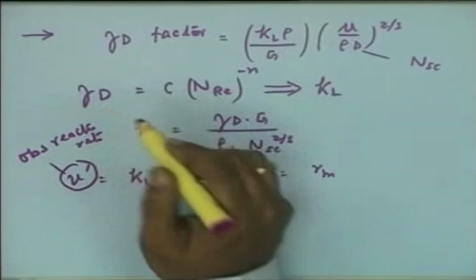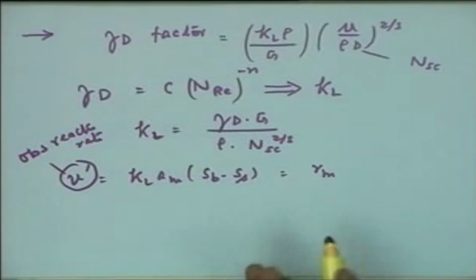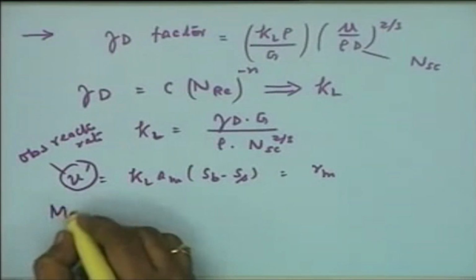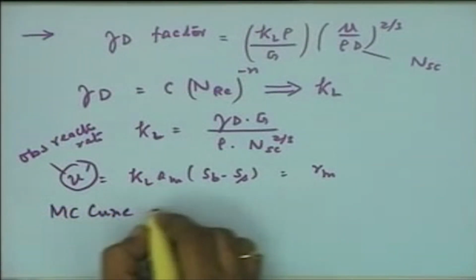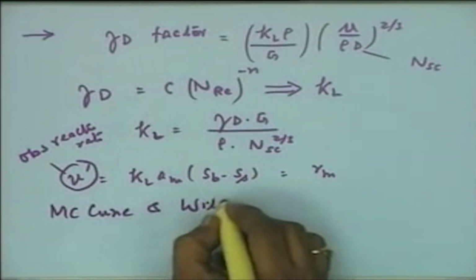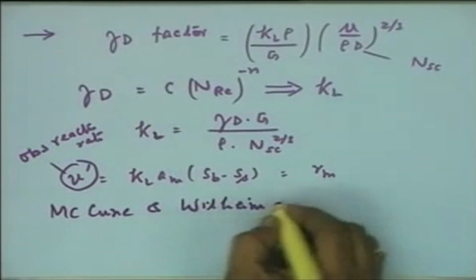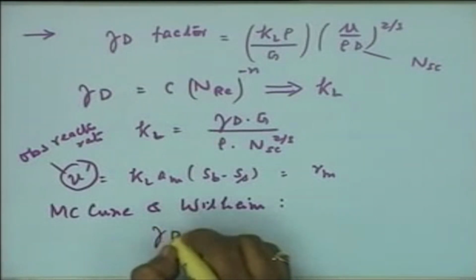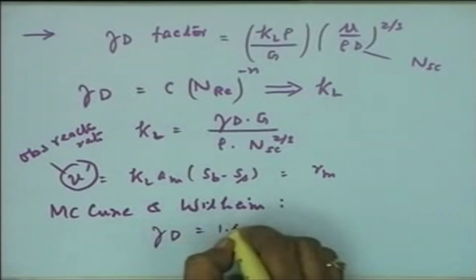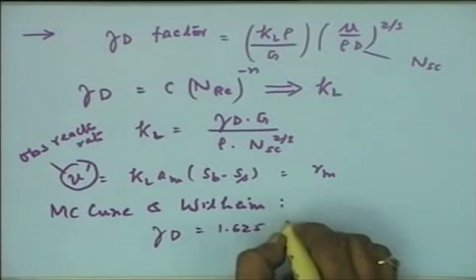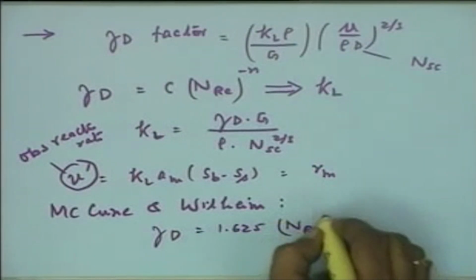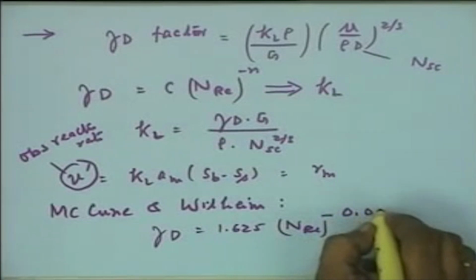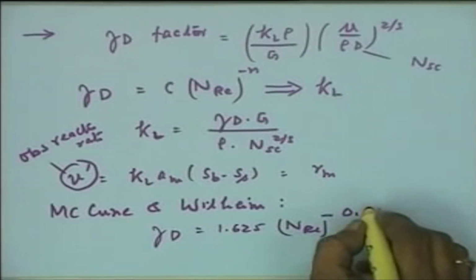Now, J d can be computed from a variety of correlations, as I mentioned. One of them which has been applied was developed by McCune and Wilhelm. Of course, this is only one of probably a large number of relationships that are reported in the literature of heterogeneous catalysis in chemical engineering, which gives you, for a spherical particle, J d is equal to 1.625 N Re to the power minus 0.507.